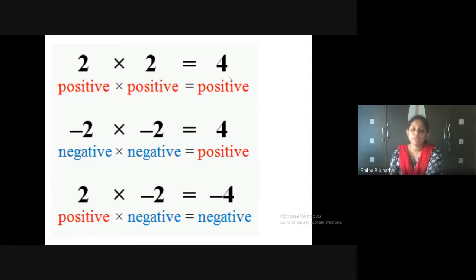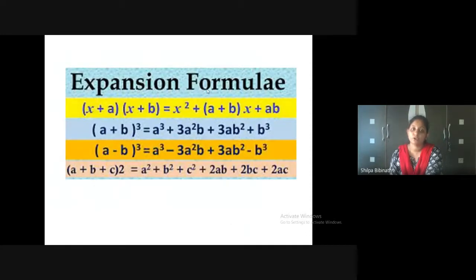Then the important thing you need to know is about the formulae. Here we have four formulae in chapter 5. The first one is (x plus a)(x plus b). From your practice set 5.1, all the questions are based on this, so you are going to apply this formula and solve. What is the formula? How are you going to expand this? It is x square plus, in the bracket, (a plus b) multiplied by x, plus ab.